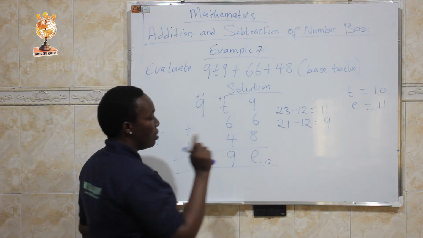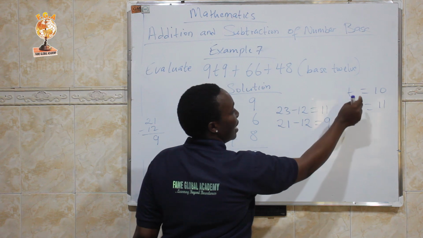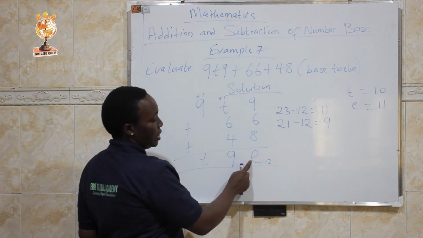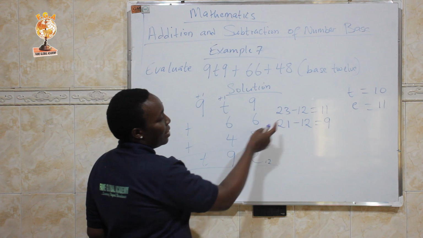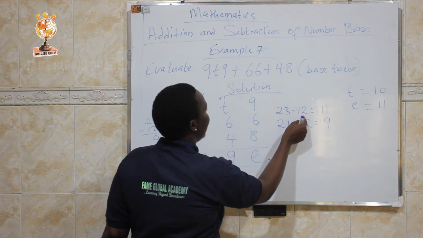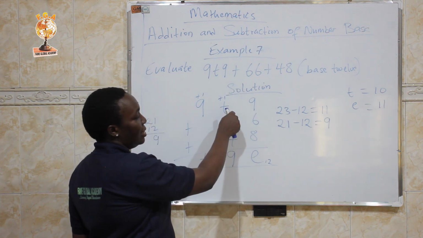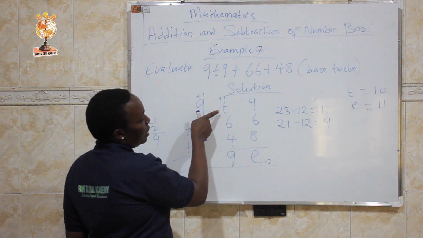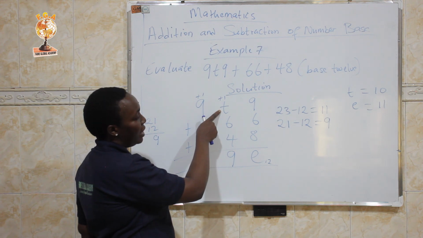Now this 11, you can't write 11 here as 1, 1. No, it's wrong. Rather, you replace it with the letter E. So that's this E you are seeing here. Okay? Now that minus 12 you subtracted, you take it as 1 and add to the next part. So here is our T. T is 10, like I said.